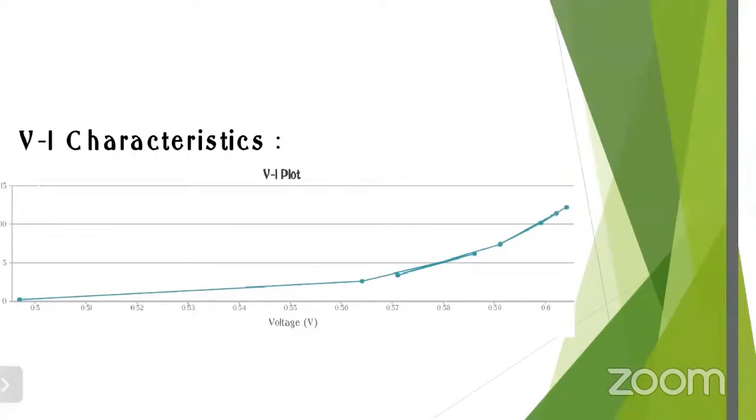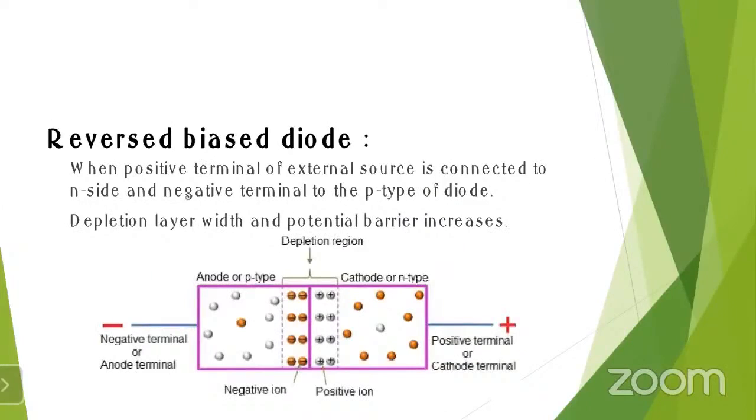Reverse bias diode. When the positive terminal of the external source is connected to the N side and the negative terminal to the P side of the diode, it is said to be a reverse bias diode. Depletion layer width and potential barrier increase. You can see on the screen that there is a gradual increase in current up to the potential barrier. Once the voltage increases further, we get saturated current. This is how we can confirm the given device is a silicon diode.